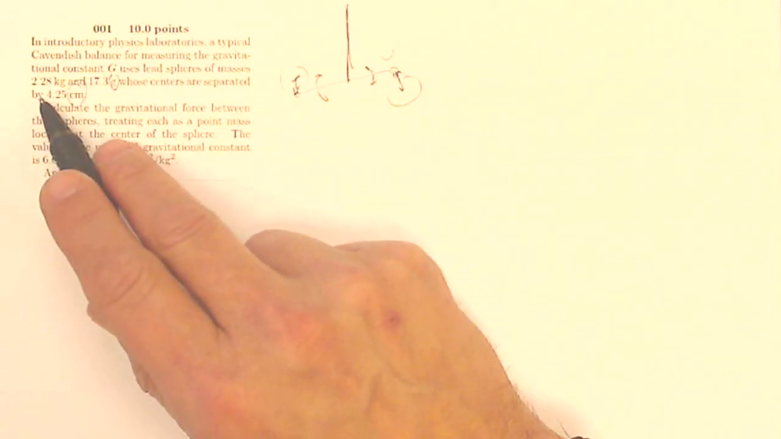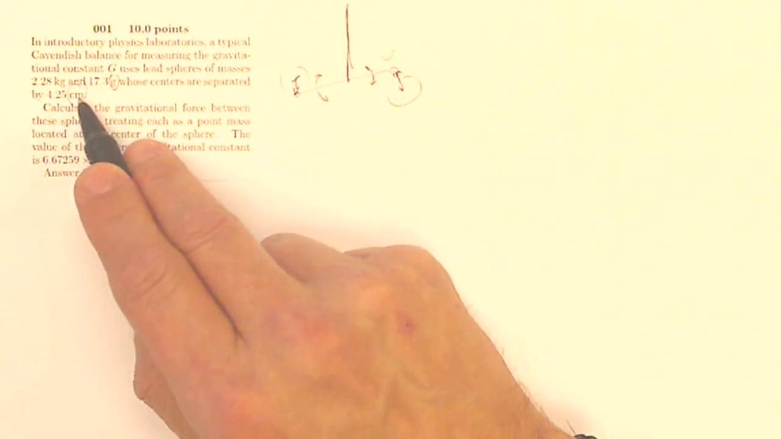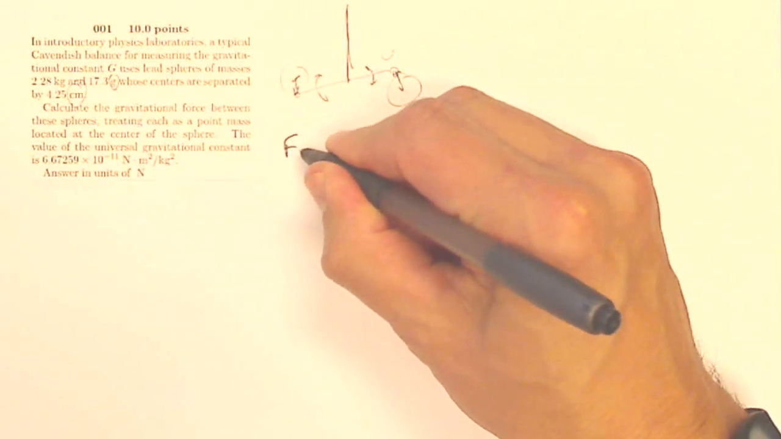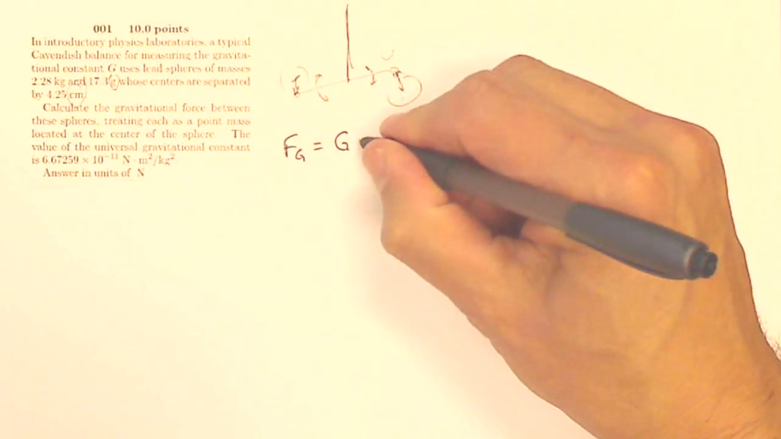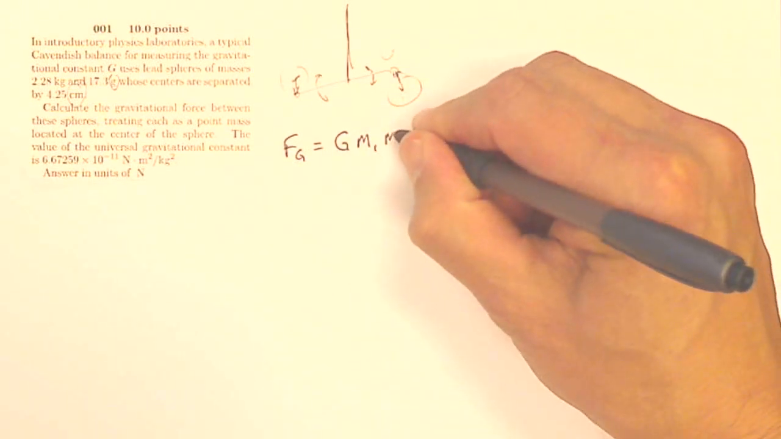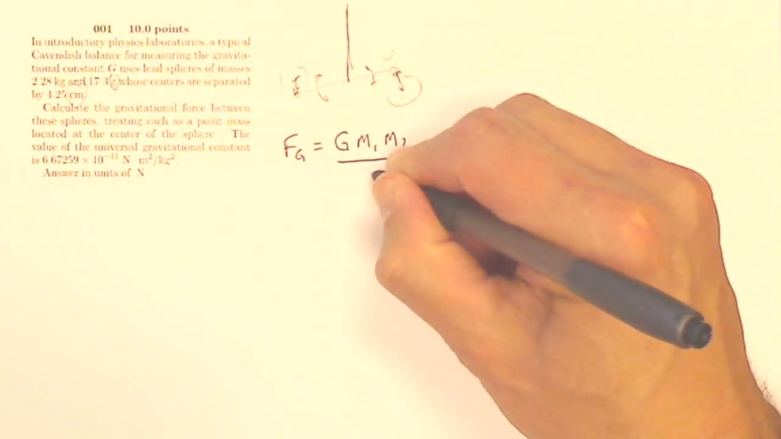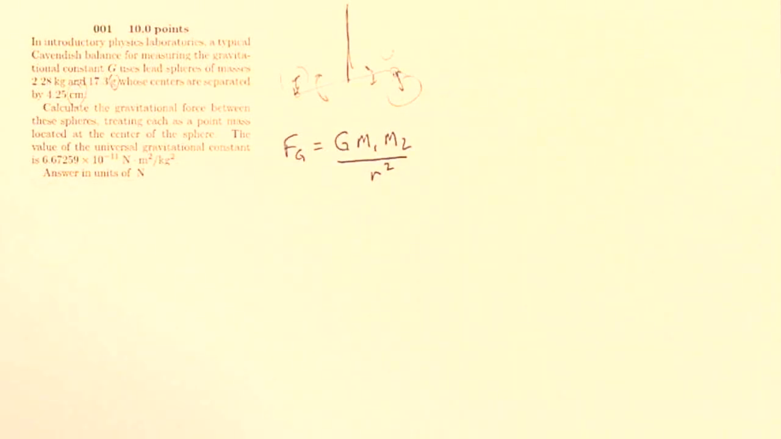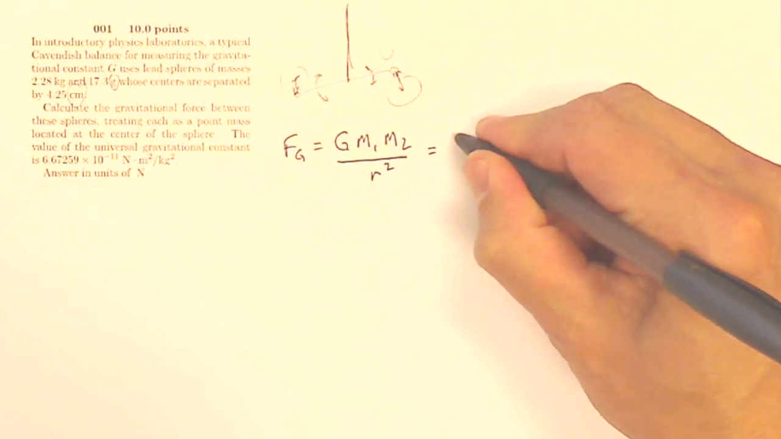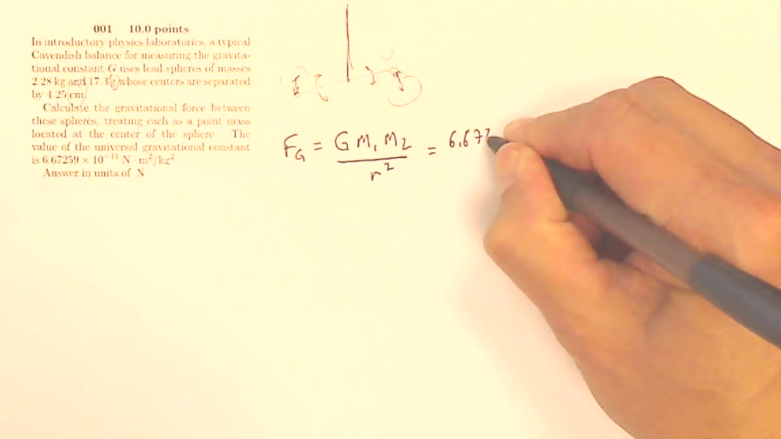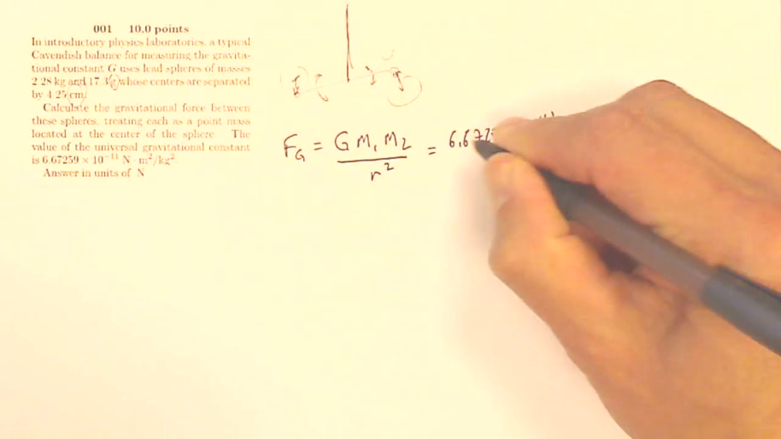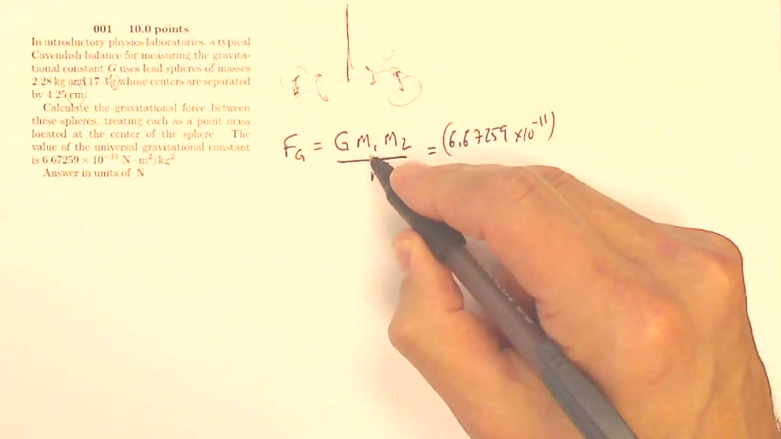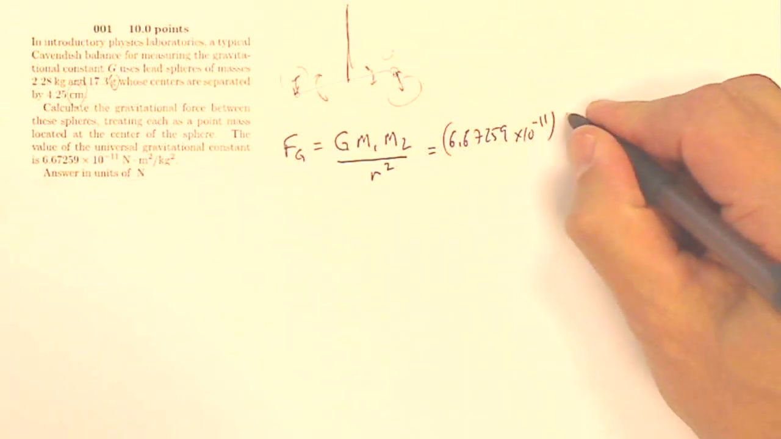So what we have is two masses whose centers are separated. I know that the force of universal gravity is going to be the universal gravitational constant times the amount of the first mass times the amount of the second mass divided by the distance between them squared. So that is going to be 6.67259 times 10 to the minus 11. That's my big G. My first mass is 2.28 kilograms.